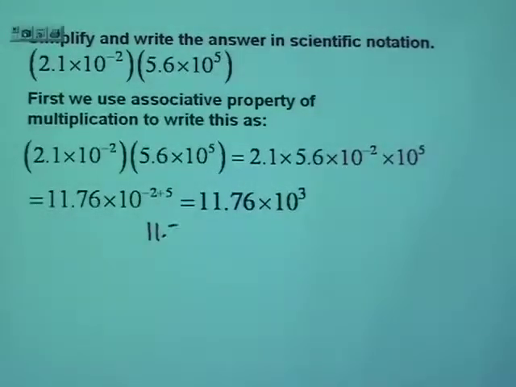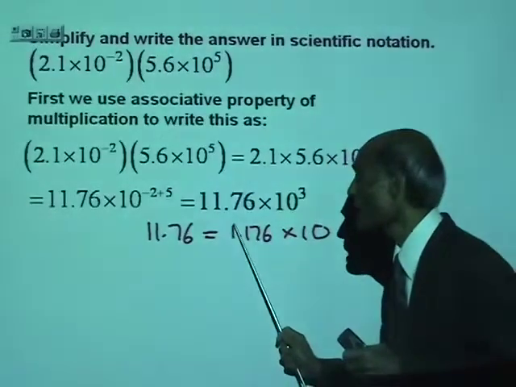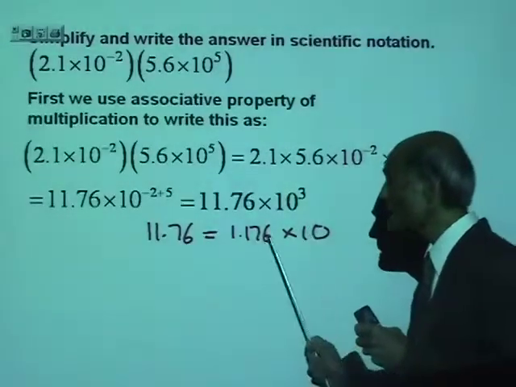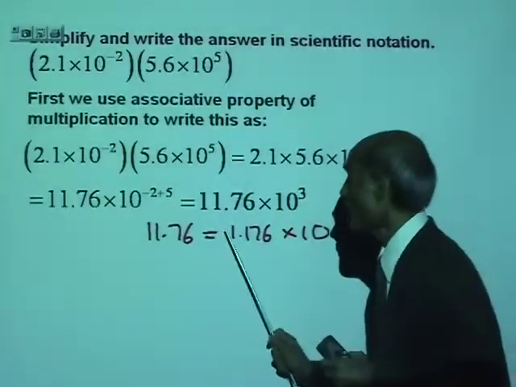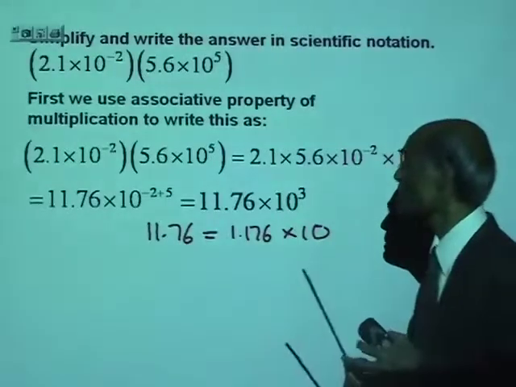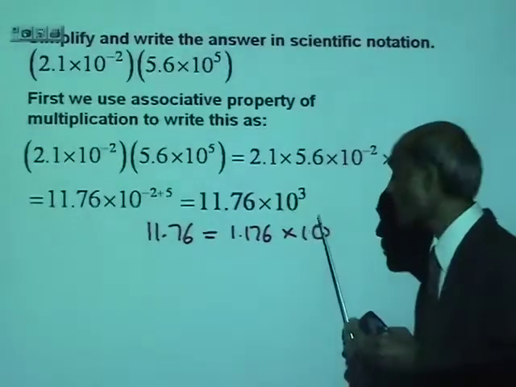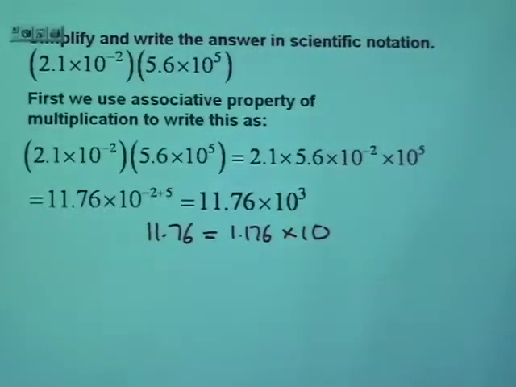Well, 11.76, there you are, is the same as 1.176 multiplied by 10, isn't it? Yes, 11.76 can be obtained by multiplying 1.176 by 10. You see, multiplying by 10 means move the decimal one place to the right. Now, so I'm going to write this number 11.76 as 1.176 times 10 to the power of 1. 10 is the same as 10 to the power of 1.